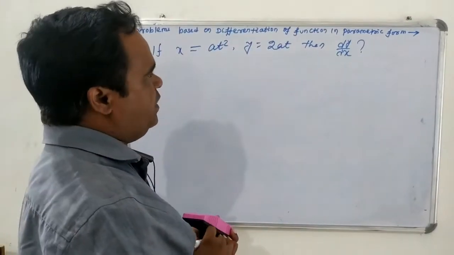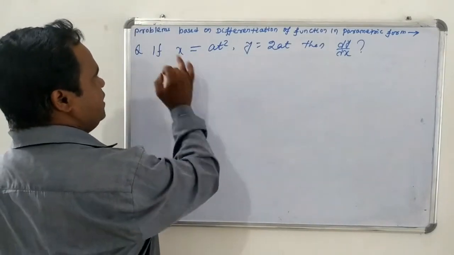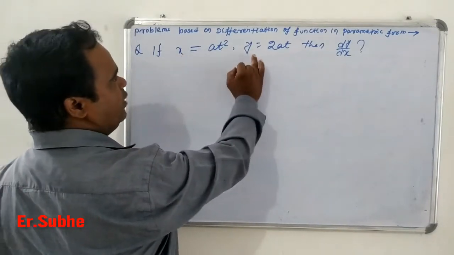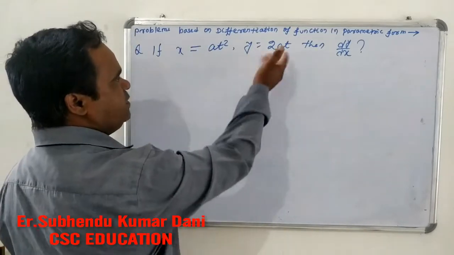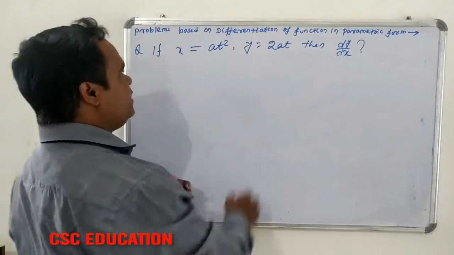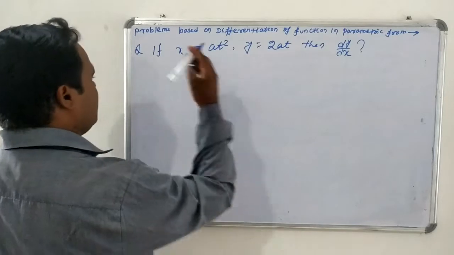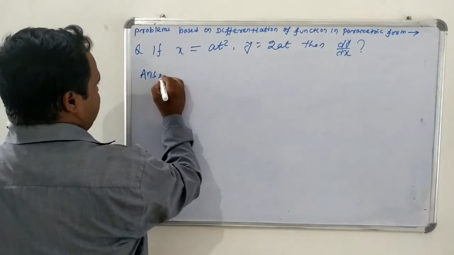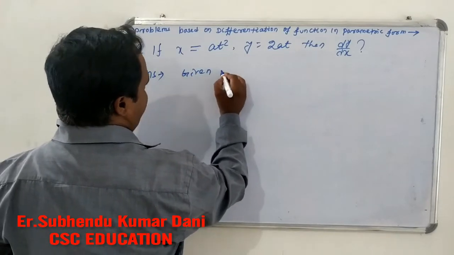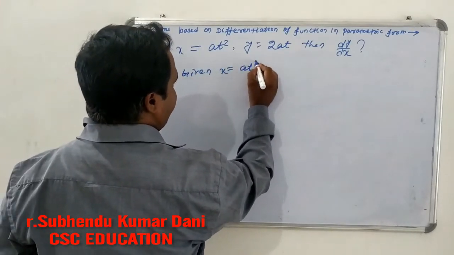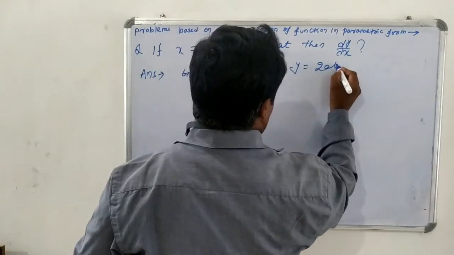So first of all, it is parametric. How is it parametric? Because x is a function of t and y is a function of t. Here t, here t. It is a parametric form. Now the given values are x equals at square and y equals 2at.